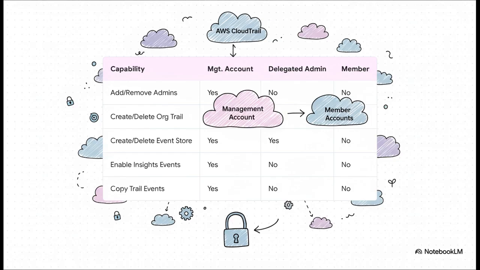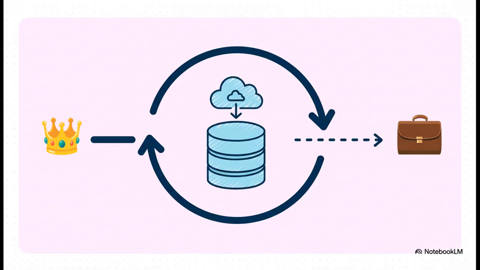The delegated admin can't add or remove other admins, and they can't turn on pricey or advanced features like insights. And this brings us to a really critical point, the difference between ownership and management. It doesn't matter what the delegated administrator creates, a new trail, a data store, whatever. The ultimate owner is always the management account, and that's a huge safety net.